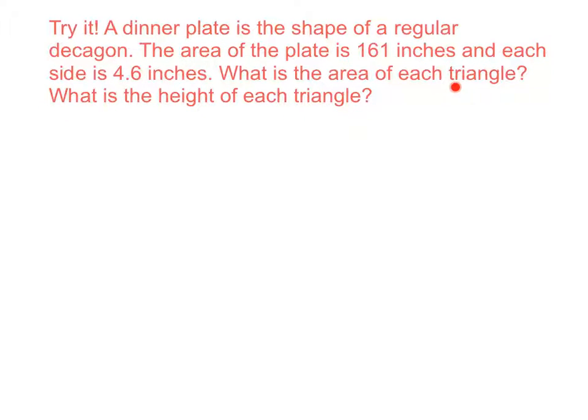So it's asking you 2 questions. You're definitely going to have to draw this one out. We've got 161 inches, 4.6 inches on the sides. You're looking for the area of each triangle and the height of each triangle. Okay? And then a key word here is your decagon.